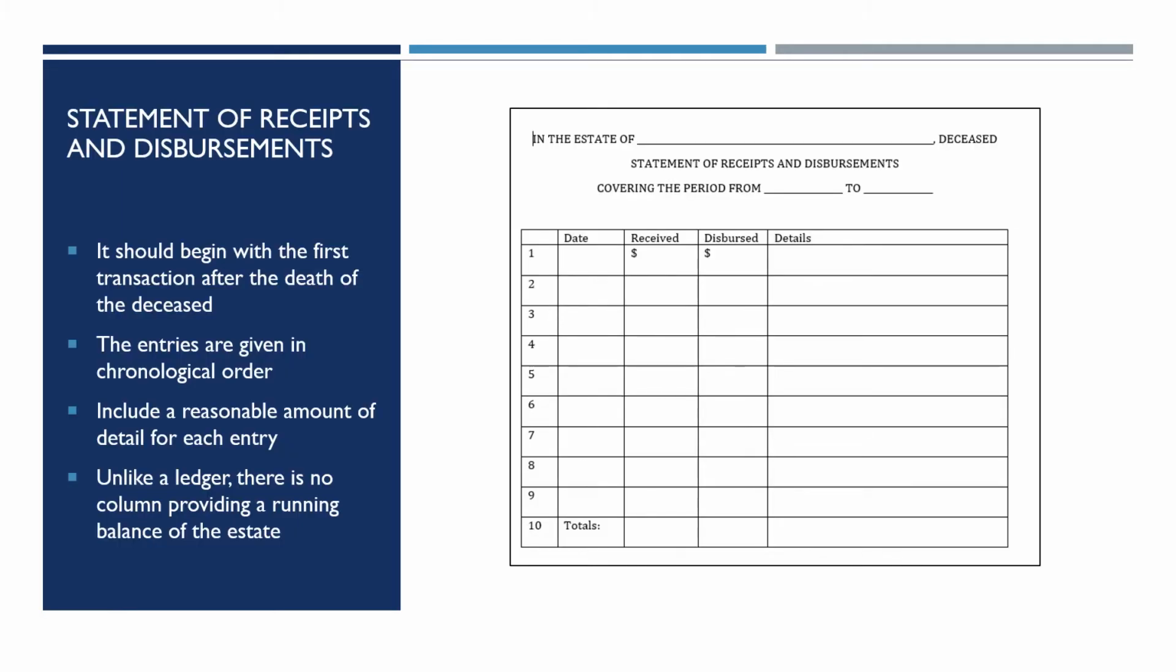The easiest way to prepare and present the statement of receipts and disbursements is in the form of a table or a spreadsheet that provides columns for numbers. It should begin with the first transaction after the death of the deceased. It is a good idea to number the entries so that if the beneficiaries have questions about a particular transaction, they can easily refer to the number. Chronological order is the most logical because you can create your statement of receipts and disbursements most easily by converting your ledger of transactions. The more information you include, the fewer calls and emails from upset beneficiaries you can expect.